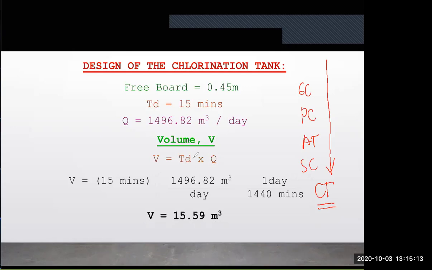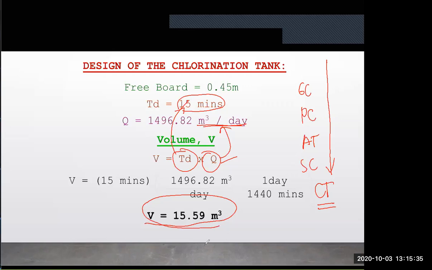So the detention time multiplied by the discharge. The discharge is already given for you. The detention time is 15 minutes. Convert that to day because your discharge is in cubic meters per day. So convert 15 minutes to day and then just multiply. You will now get the volume. Okay, again, because we want to determine the dimensions of that chlorination tank, we are not interested in the discharge. We are interested in the volume.